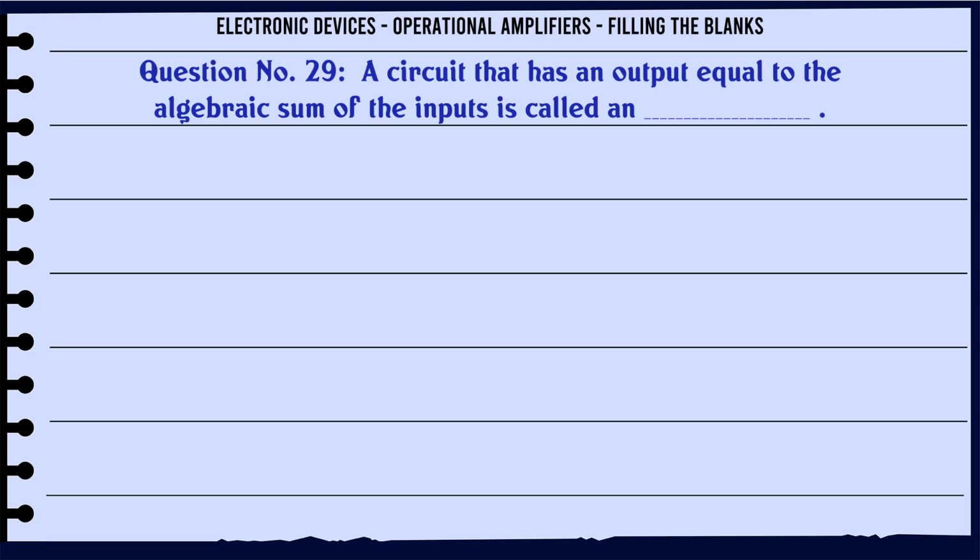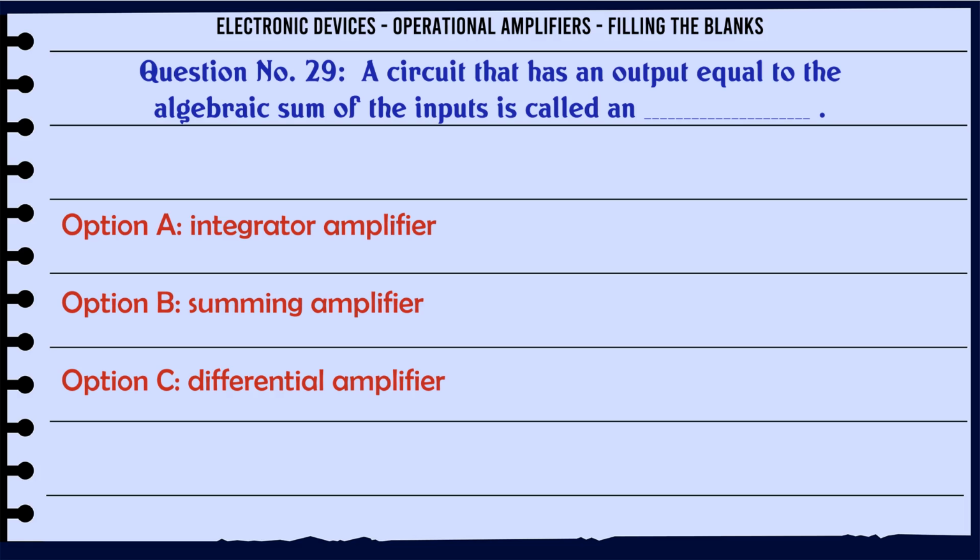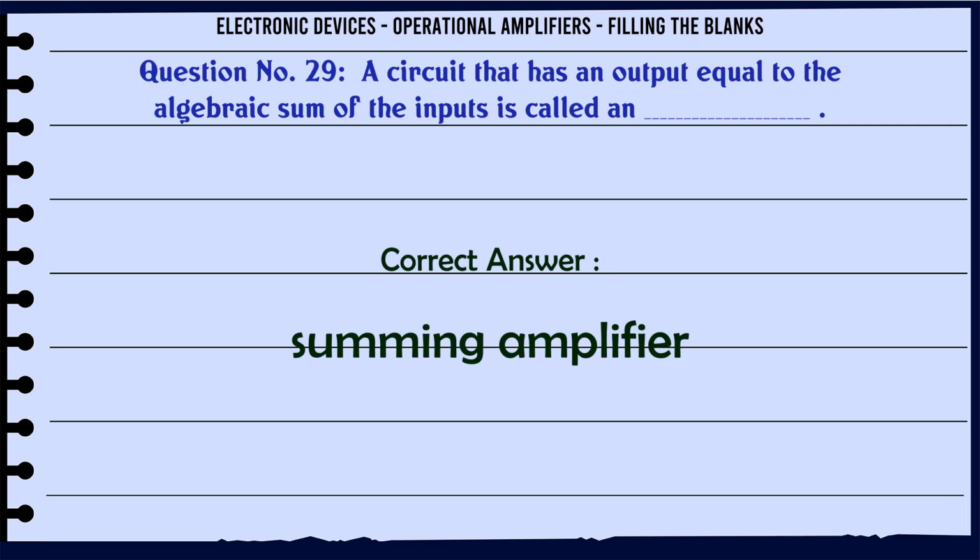A circuit that has an output equal to the algebraic sum of the inputs is called an A. Integrator amplifier. B. Summing amplifier. C. Differential amplifier. D. Voltage multiplier. The correct answer is summing amplifier.